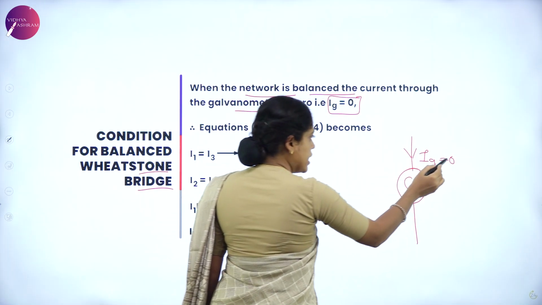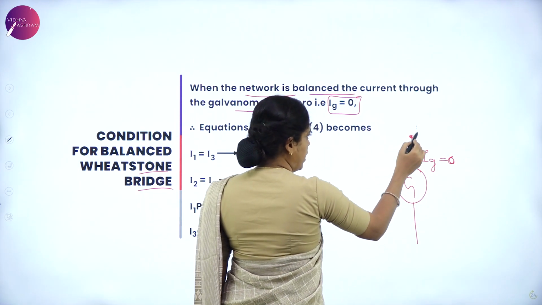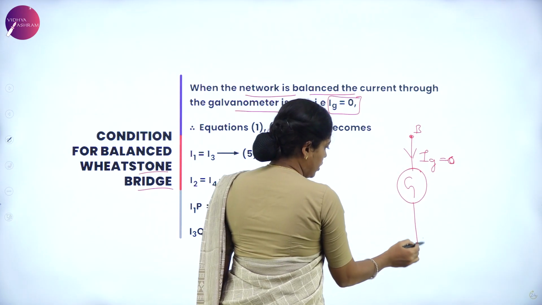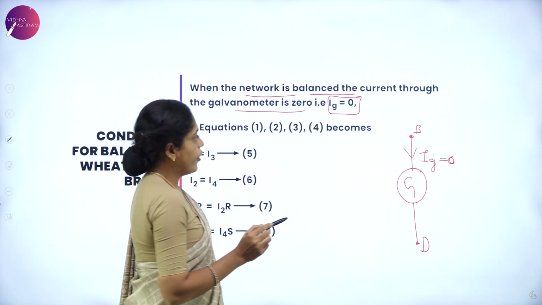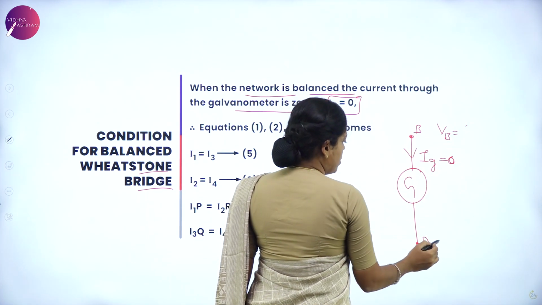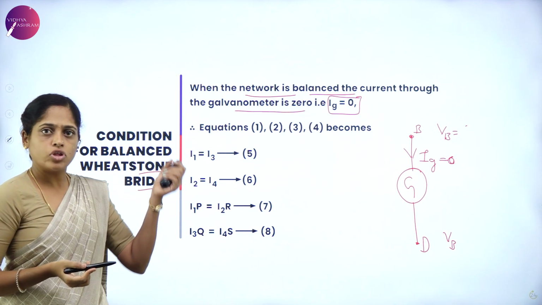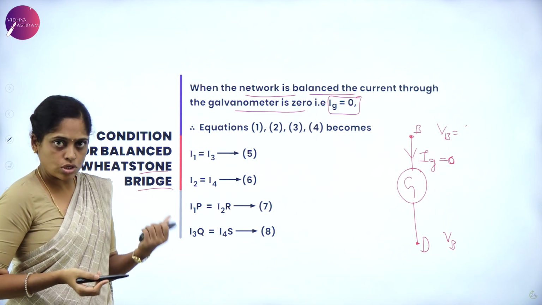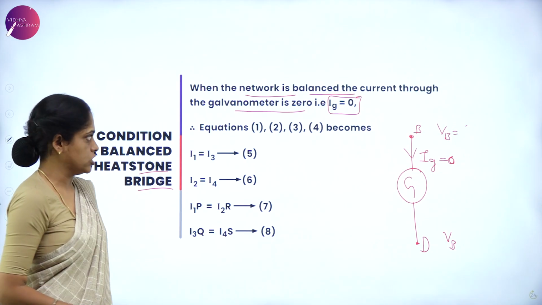The current is equal to 0 means the point B and the point D, where the galvanometer is connected, are at the same potential. As they are at the same potential, therefore, the current through the galvanometer is 0. This is one of the balancing conditions for the Wheatstone bridge.